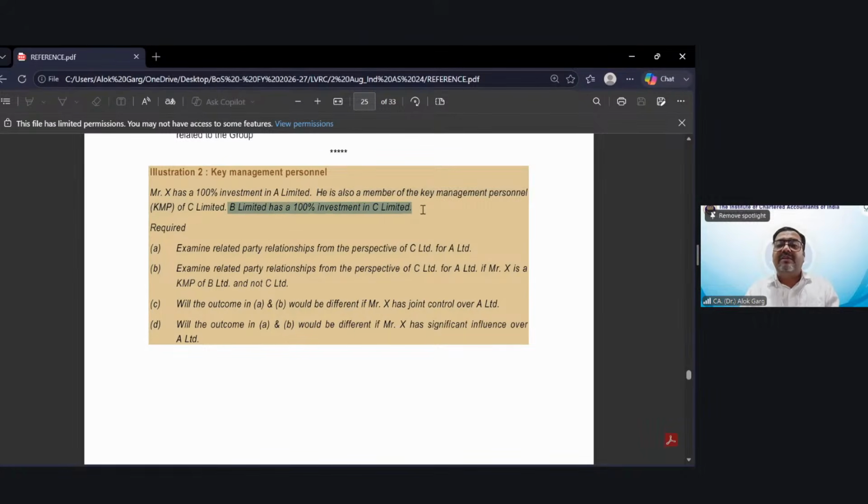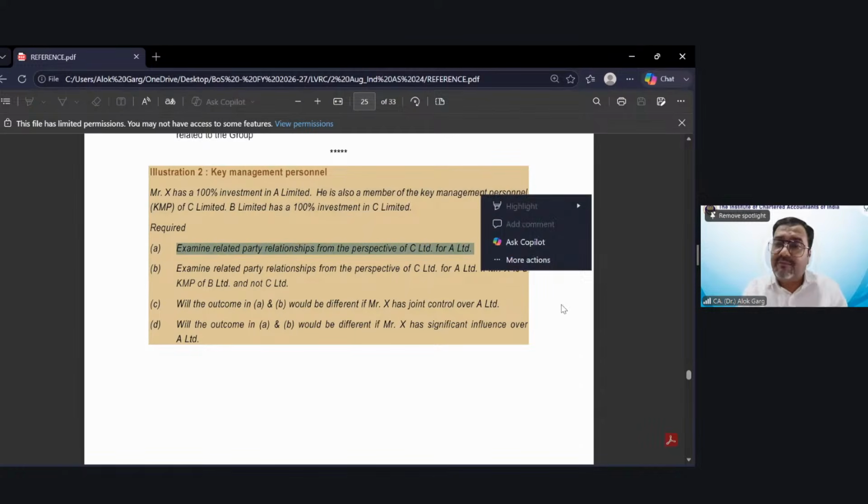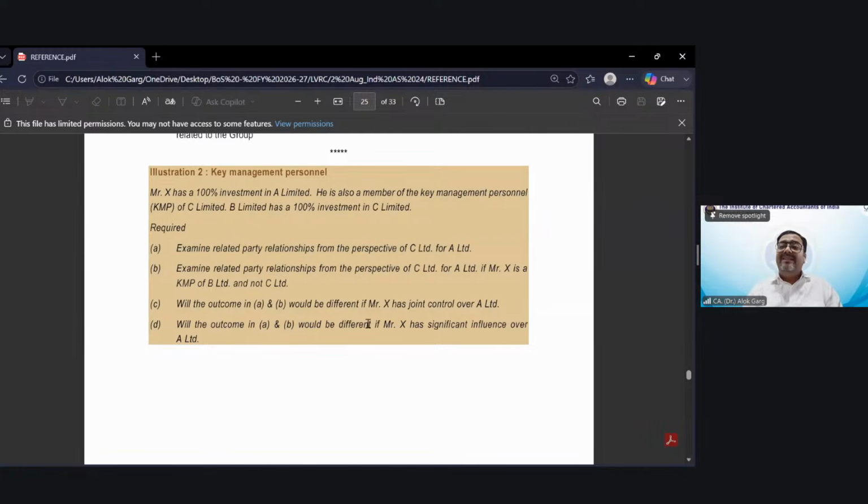B Limited has 100% investment in C Limited. So B Limited has control over C Limited. Examine the related party relationship from the perspective of C Limited for A Limited. So in the books of C Limited, whether this A Limited is a related party to C Limited.